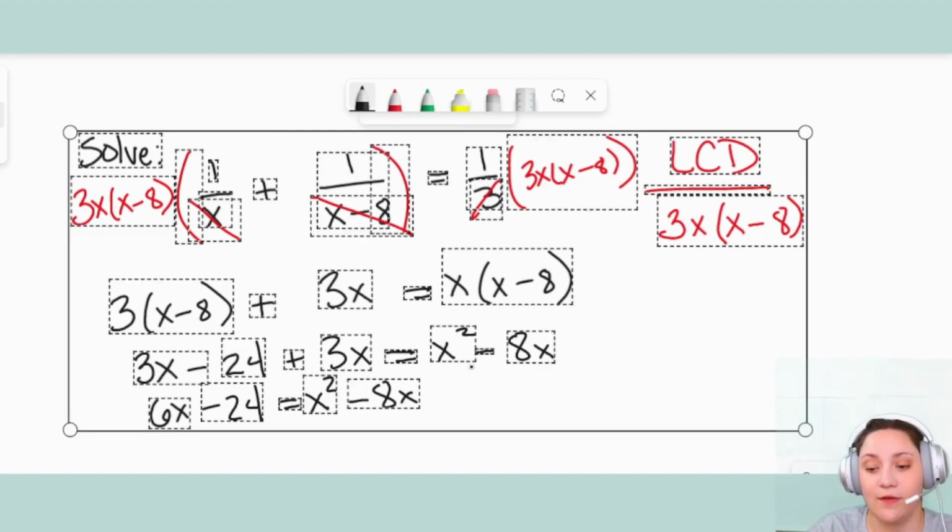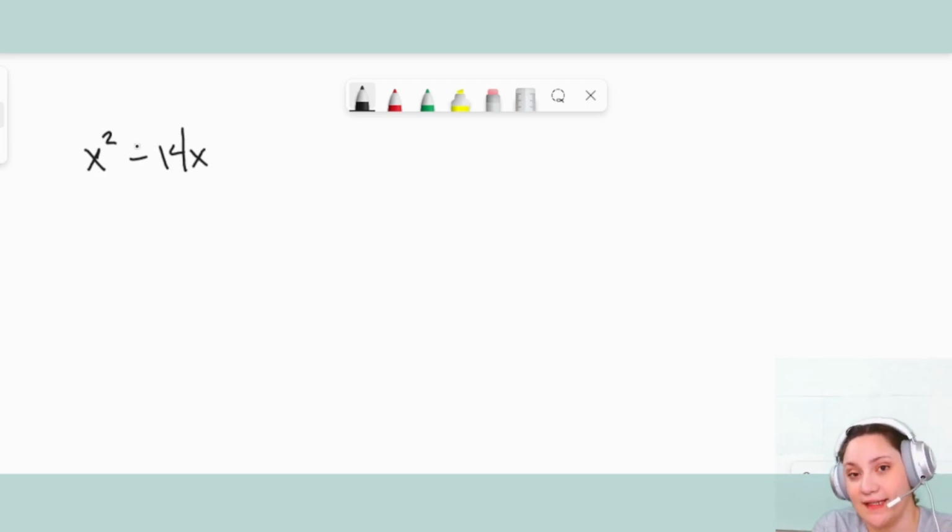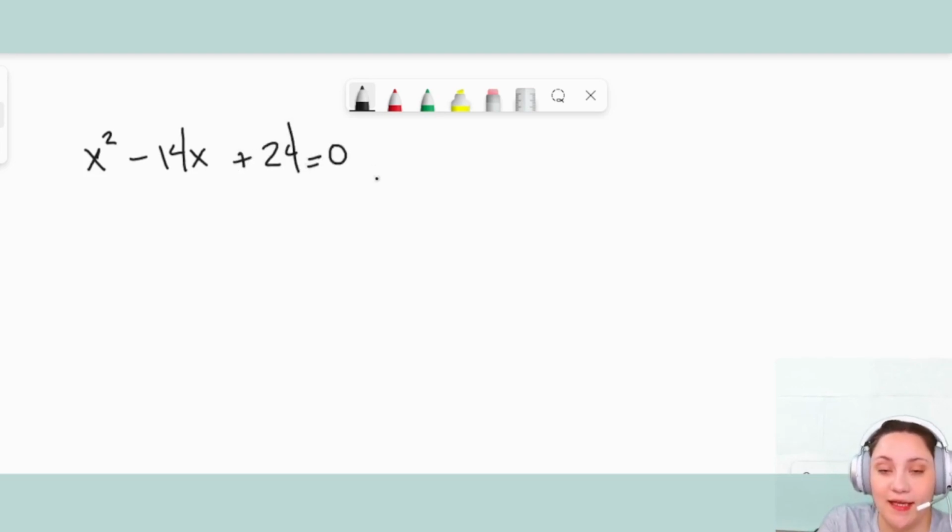So for the sake of having room on my board, I'm going to erase all that work, but I know that you have it in your notes that you're taking as you follow along. So rearranging those terms, I have x squared minus 14x once I take the 6x and the 8x and add them together. And then I have plus 24, and that ends up being equal to 0 once I've moved everything over and combined it onto one side.